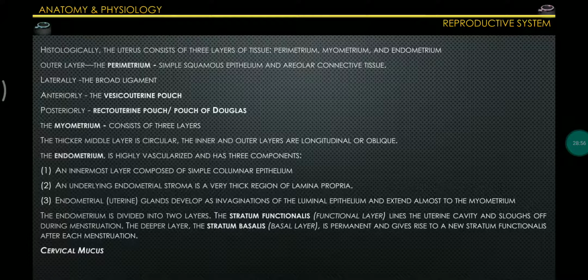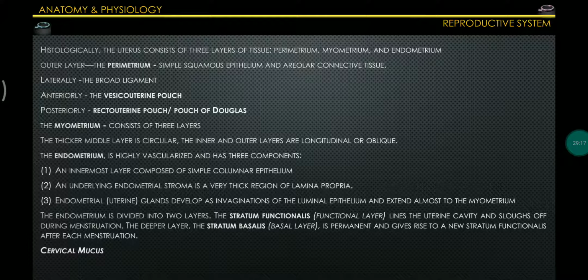And the myometrium consists of three layers. The thick middle layer is circular, and the inner and outer layers are longitudinal or oblique layers of smooth muscle. And the endometrium is highly vascularized and has three components.